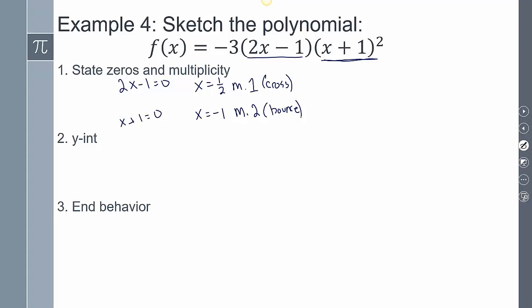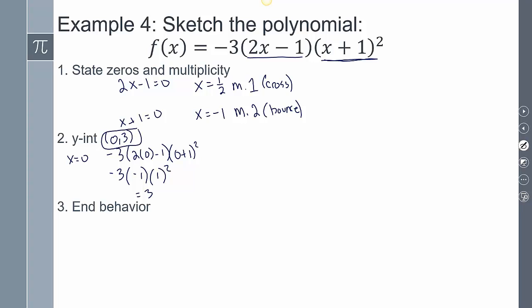Now my y-intercept. This is when I have to plug in 0 for x. So I'm going to get -3 times 2 times 0 minus 1, 0 plus 1. So I'm going to get -3 times -1 times 1 squared. So that's going to give me 3. So my point is going to be (0, 3).